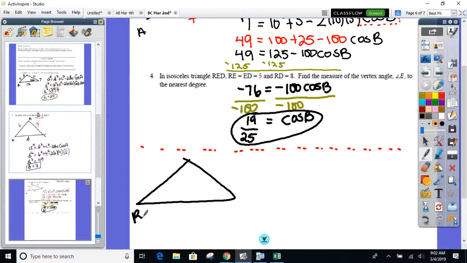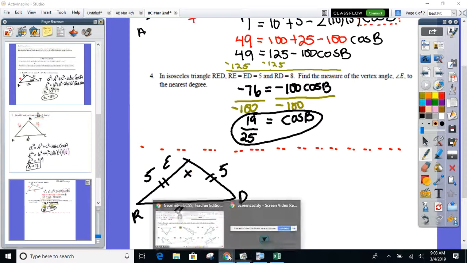Okay, so I got triangle RED. RE is congruent to ED, it's isosceles, they're both 5. Base is 8. And I'm looking to find the measure of angle E. Why no law of sines? I only have one angle, and that's X. I need at least 2 for law of sines. So that's why law of cosines is going to be appropriate here.